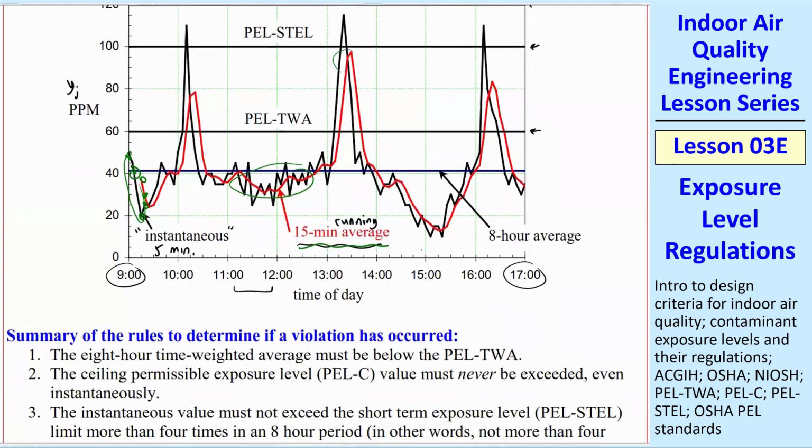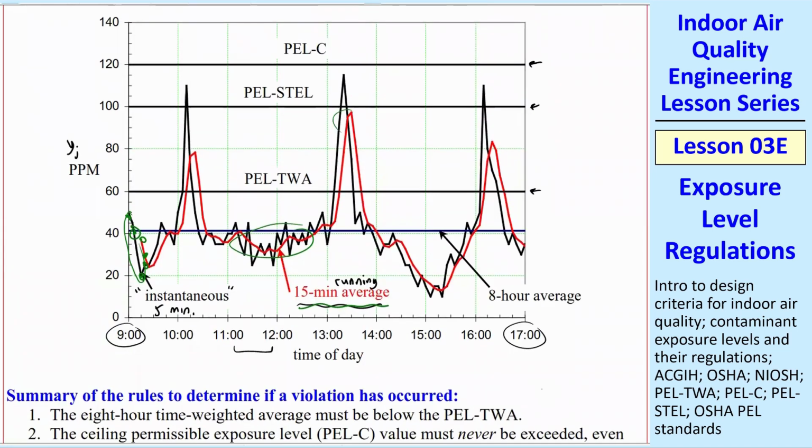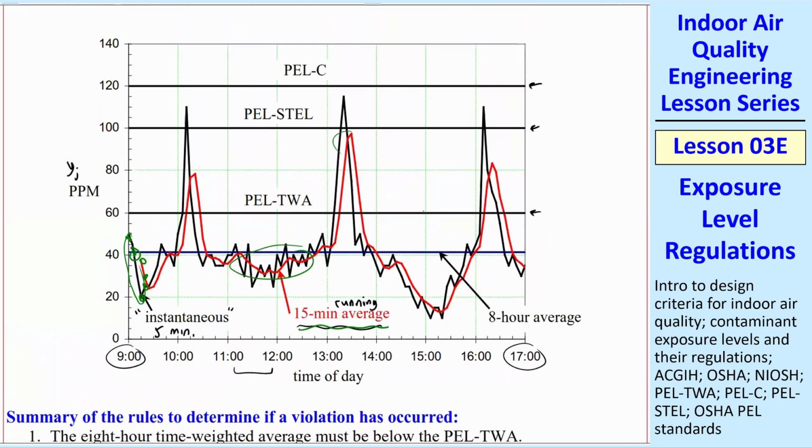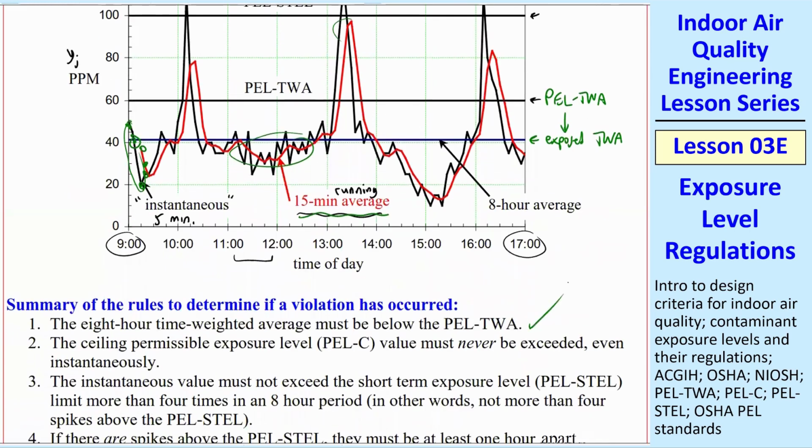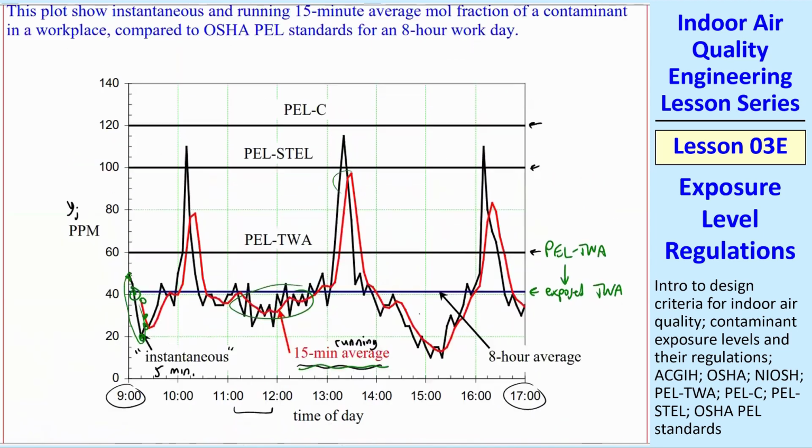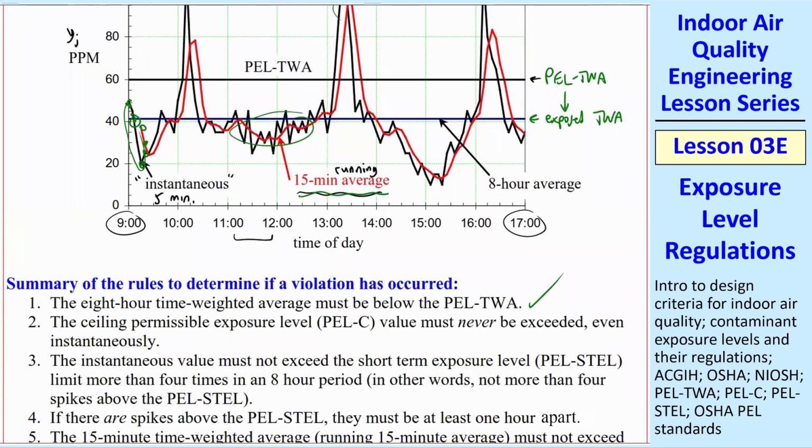So let's look at these rules. The 8-hour time-weighted average must be below the PEL. So if you take an average over the whole instantaneous value, in Excel you just add everything up and divide by the total number of runs. So this is the exposed TWA that I measured. Just take the average of all those points. And this is the PEL TWA, and you can see that it's below, so we meet this criteria. The ceiling permissible exposure level must never be exceeded, even instantaneously. It came pretty close a couple of times, but we never exceeded it, even instantaneously, so that's okay.